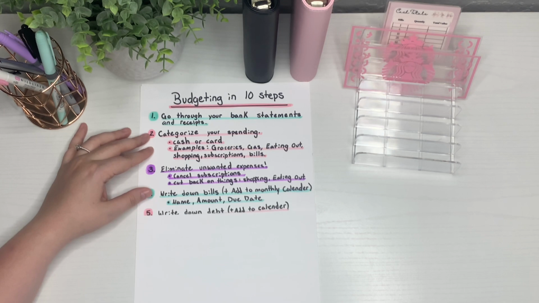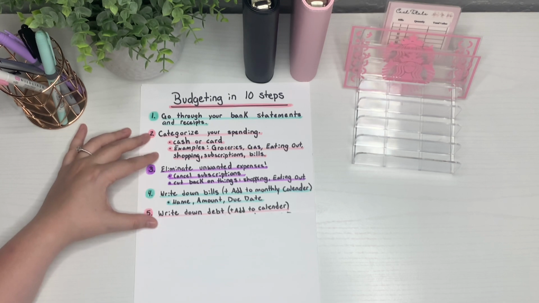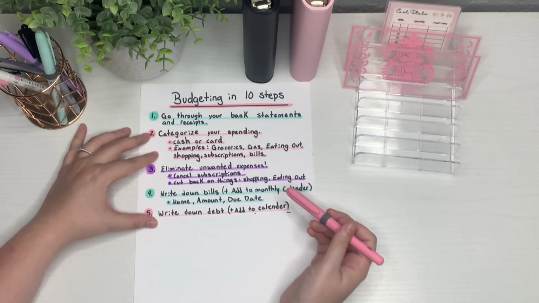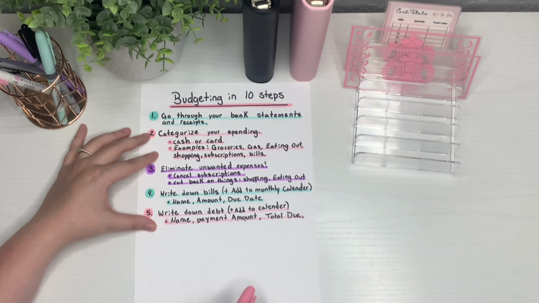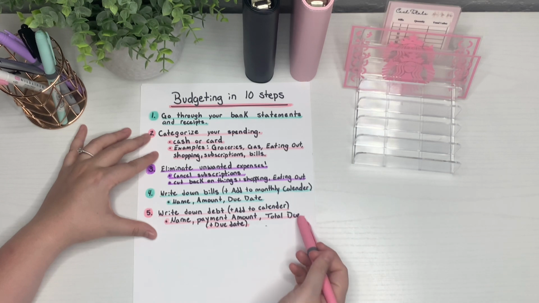So then step 5 is to write down all your debt and add it to the calendar. When I say add it to the calendar, I mean your monthly payment that's due. You're gonna list out the name of the debt, how much is your payment, when is your payment due, and then your total amount due.